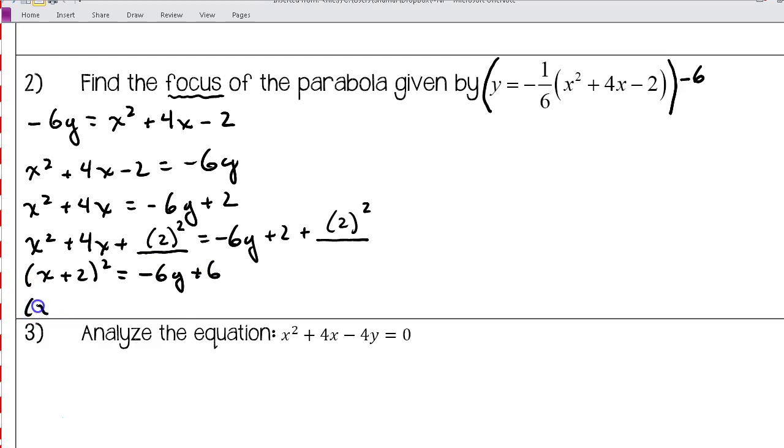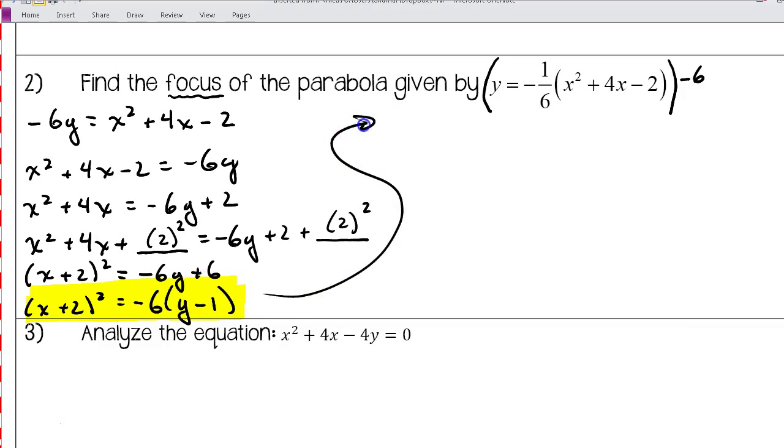And as our final step, x plus 2 squared will factor in -6, and we end up with y minus 1. So this is our standard form, and we're going to use this to find everything else that we need to. So a couple of things that I noticed from here. I notice my vertex is at -2, 1. Remember, the h is always with the x and the k is always with the y.